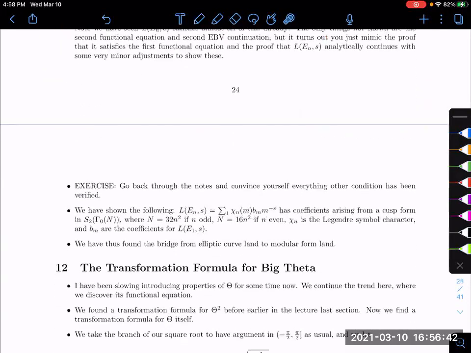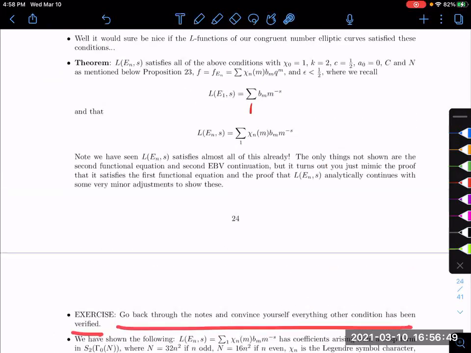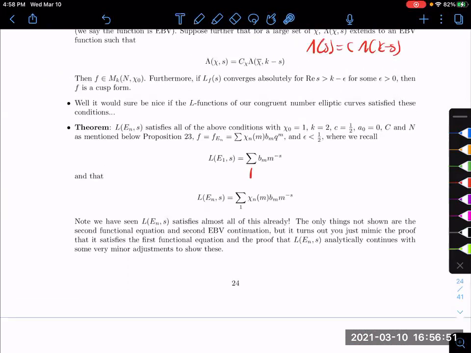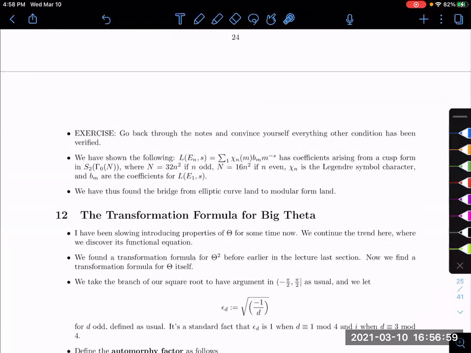And so, exercise: go back through all the notes from all the lectures and convince yourself that all the rest of this has been shown. As a matter of fact, we've also shown this absolute convergence condition for epsilon equals 1/2. And so what is this theorem telling us as a conclusion?